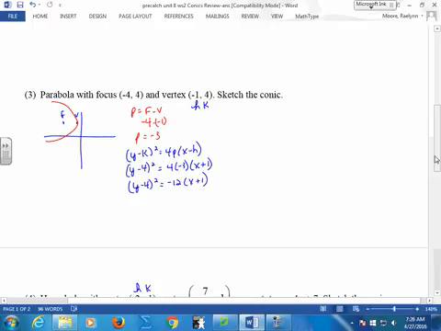This time you got your focus. So if you get your focus in there, you can figure out what your values are, your P from that, your vertex. It's opening to the left, so P has to be negative. Don't get hung up on which way you should add or subtract. Go by your diagram.